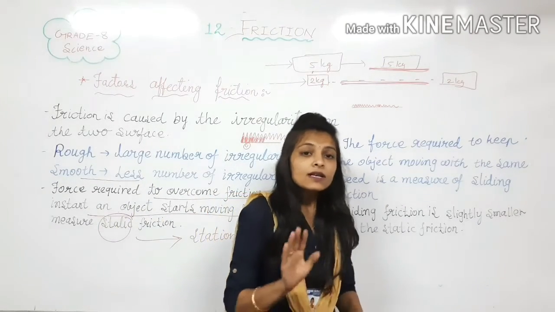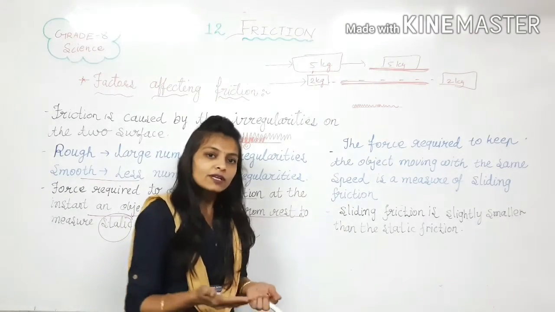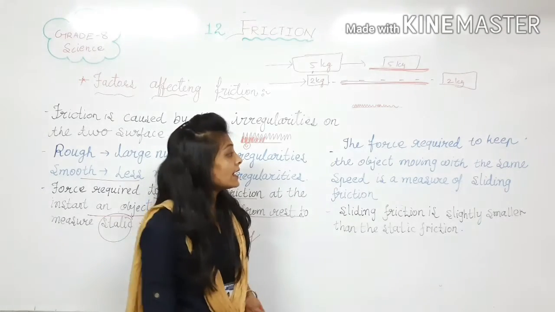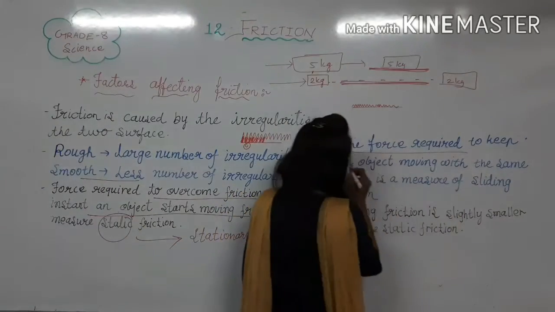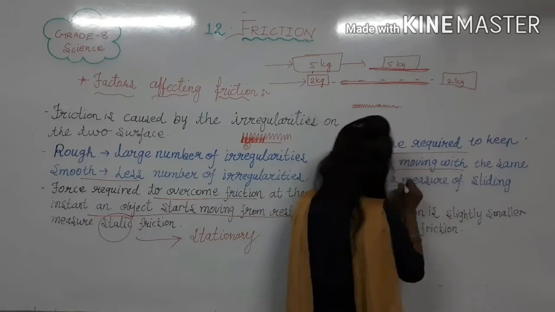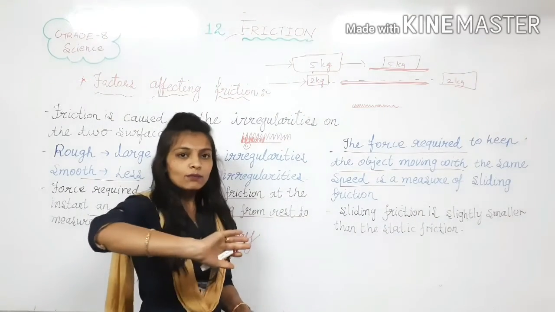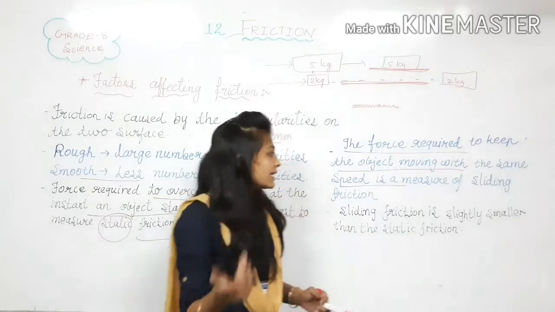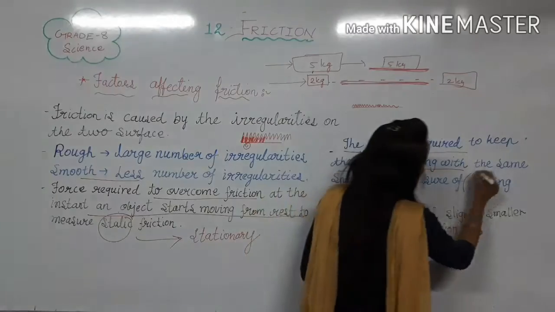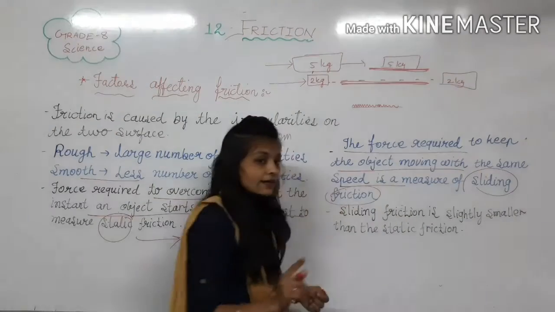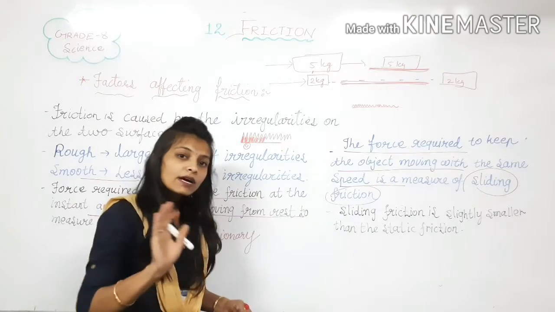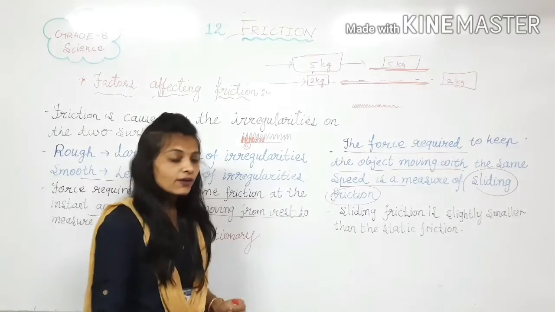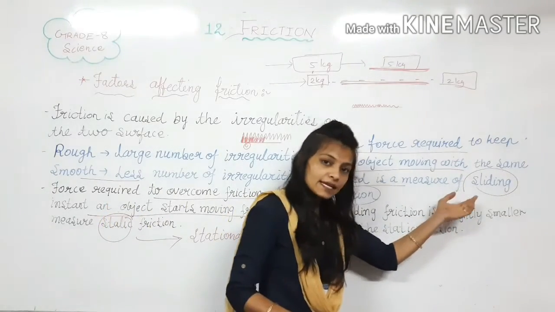What you have to remember? Suppose one object is in a rest position, whatever friction is coming out of that object is known as static friction. And the next is the force required to keep the object moving with the same speed. Suppose you are riding a bicycle, your motion is going on and you have to continue this motion. So this force of friction is known as sliding friction. Why? Because at that time your motion is going on. Only you are trying to increase that speed only. So this friction is known as sliding friction.